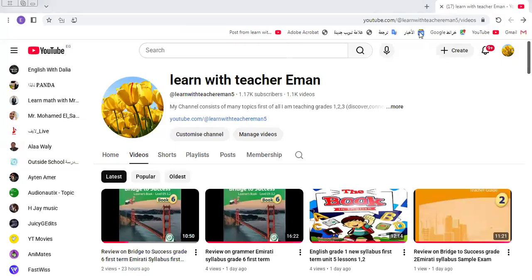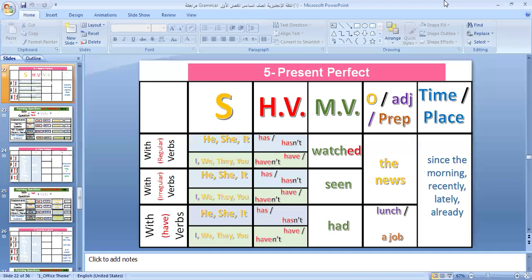Let's go to our review today. Today I will continue the rest of reviewing the grammar lessons. I will start with the present perfect. I would like to know the use of this tense. Present perfect is used to express an action that happened, but its effect still exists.